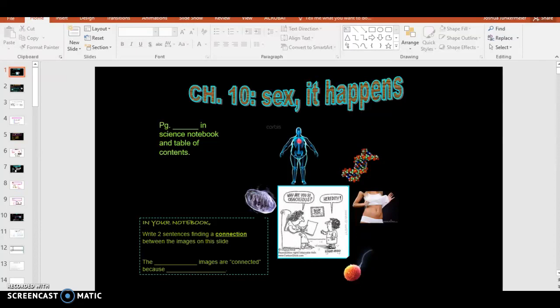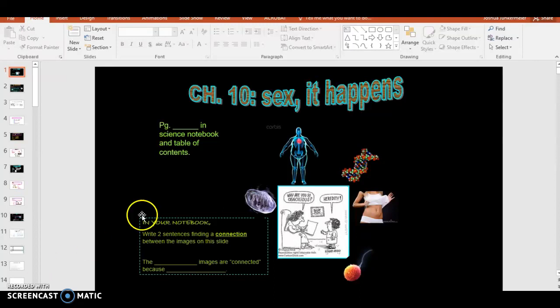This is more about what happens when we have sex, when sperm and egg meet, what they contain that make us who we are. So it's learning about how sperm and egg are formed, as well as what those sperm and egg contain, DNA, that make us who we are. So first things first.